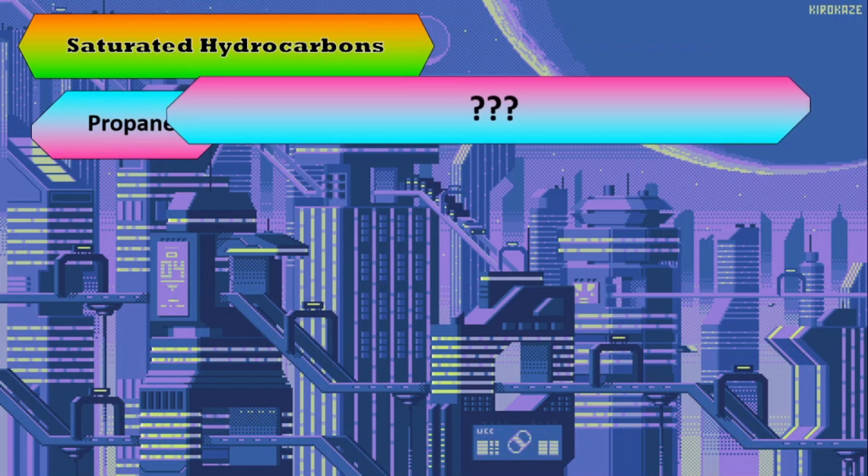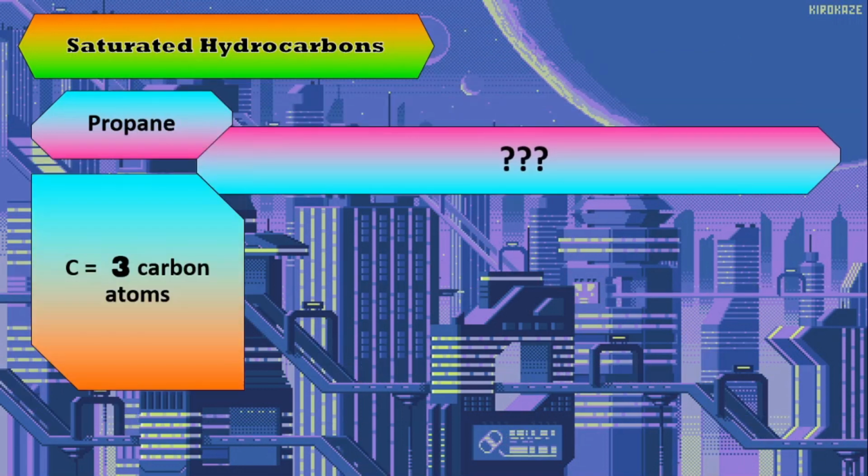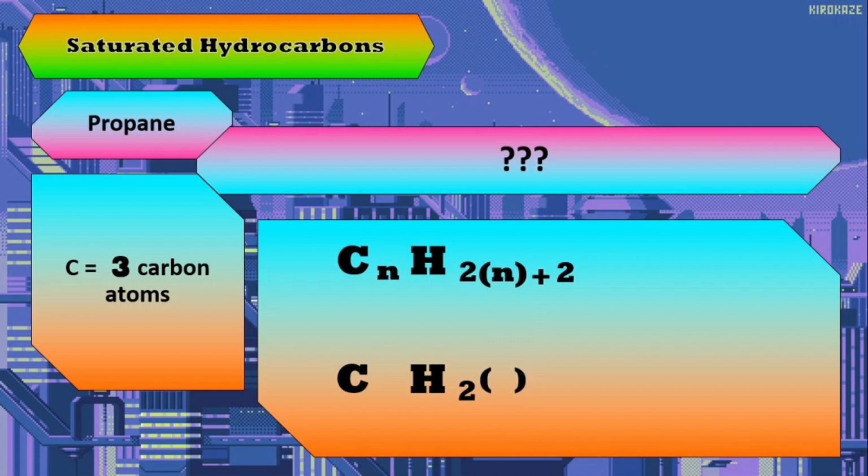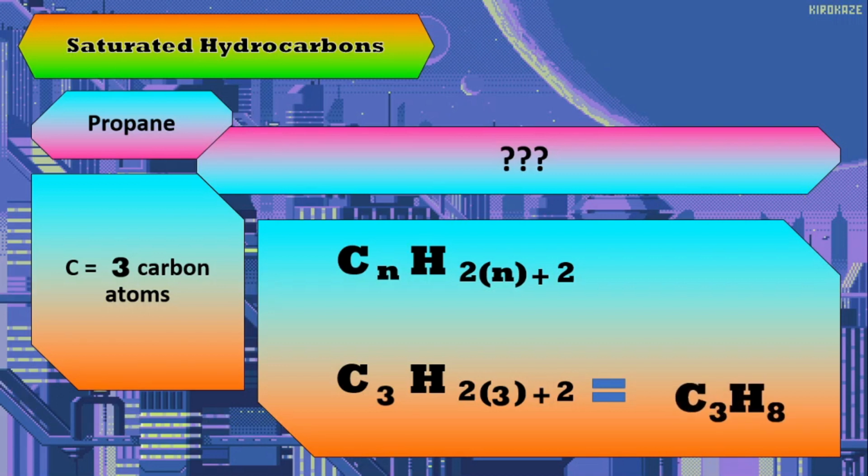Okay, so let's see the structural and molecular formula of propane. So we are going to use the general formula CnH2n+2. Since propane has 3 carbon atoms, we are going to substitute the n with the number 3. Okay, so that would result in C3, H2 times 3 is 6, plus 2, 8. So C3H8.